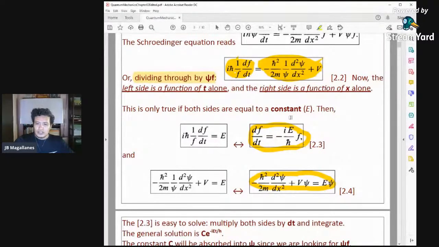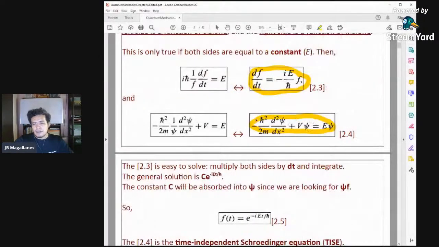So here you have two differential equations. This one is solvable if V is specified. But this one can always be solved.